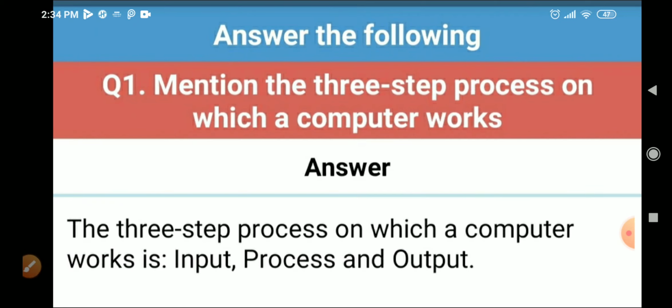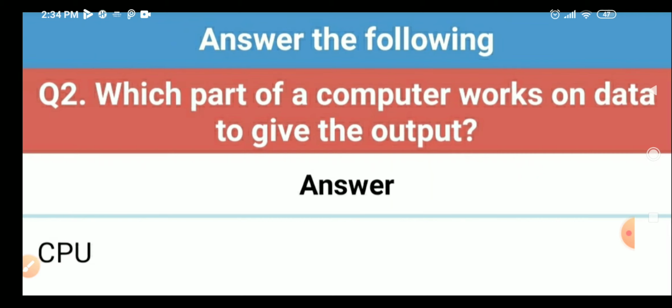Next are question answer. Answer the following. Mention the 3-step process on which a computer works. The 3-step process on which a computer works is input, process, output. Next, which part of a computer works on data to give the output? Which part of the computer works on data that we enter into the computer? Brain of computer, right? And what is the brain of computer? CPU.